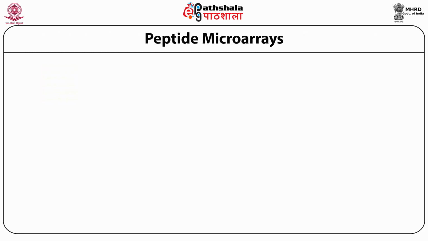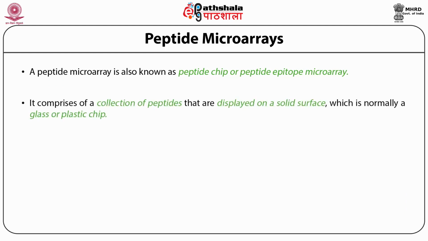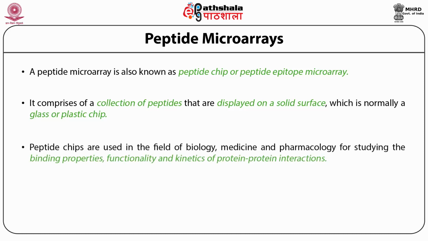Peptide microarrays. A peptide microarray is also known as a peptide chip or a peptide epitope microarray. It comprises a collection of peptides that are displayed on a solid surface, which is normally a glass or plastic chip. Peptide chips are used in the field of biology, medicine, and pharmacology for studying the binding properties, functionality, and kinetics of protein-protein interactions.